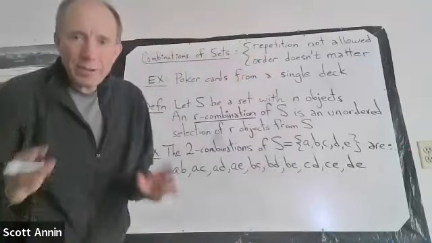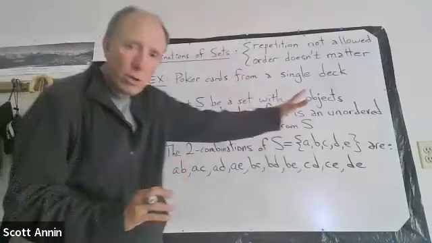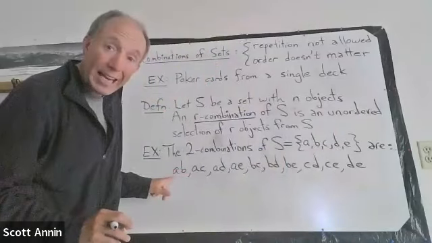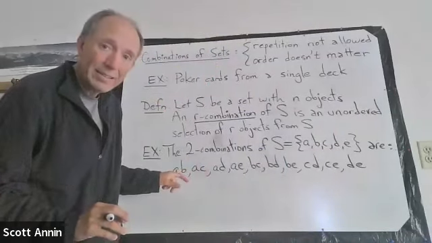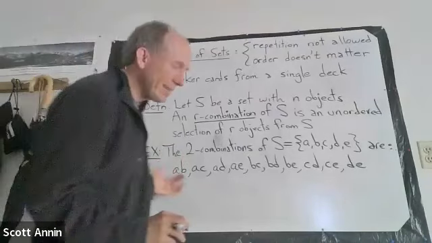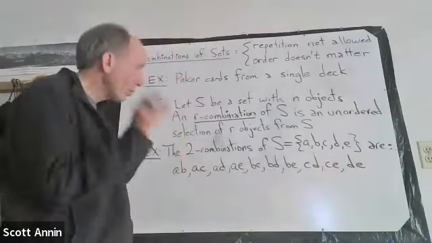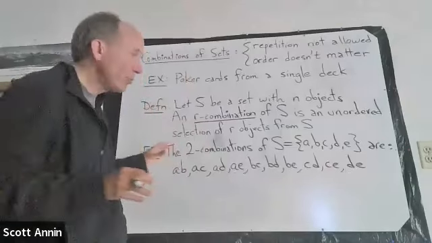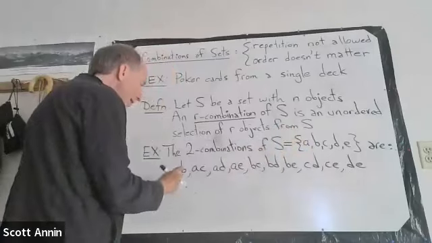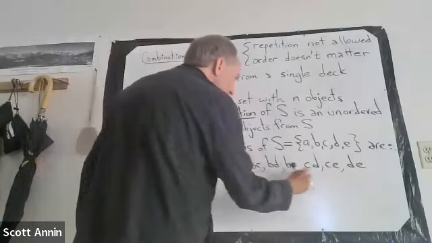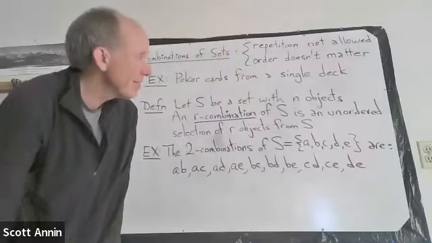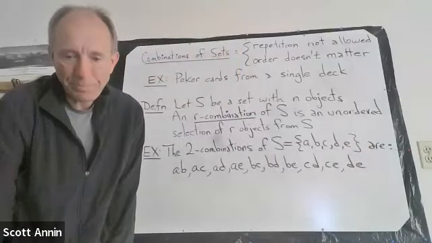Now notice, because it's an unordered selection, I'm not writing down BA or CA as being somehow different. Because they're not different, and we're only looking at unordered selections, I don't need to write down BA, CA, and so on. This is all I have to write down. 1, 2, 3, 4, 5, 6, 7, 8, 9, 10 2-combinations of this set S in this case.